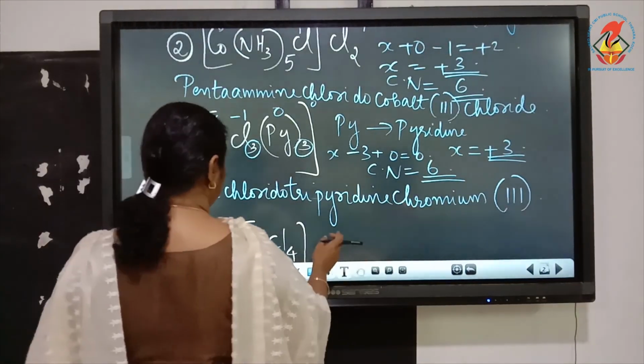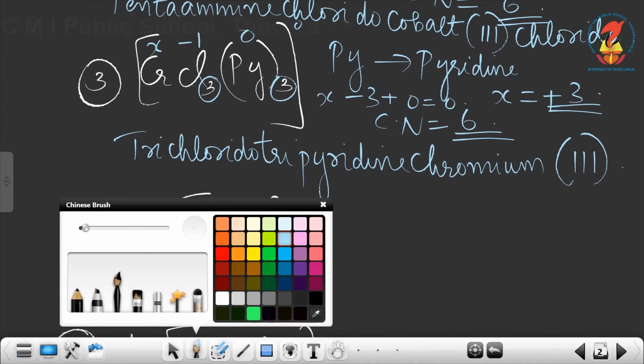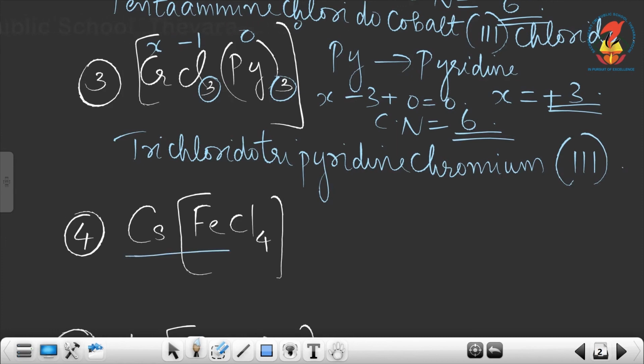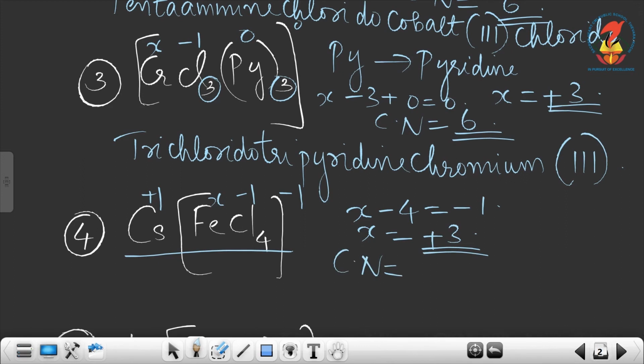Now next is example number 4. CsFeCl4. Cs is cesium. Cesium is in first group, so its charge is plus 1. Complex ion charge is minus 1. Now let's find the charge of central atom, iron. So X minus 4 is equal to minus 1. X will be equal to plus 3. Now let's write the coordination number of this compound, iron. Here we have only one ligand, that is chlorine, and we have 4 chlorine, means coordination number is equal to 4.